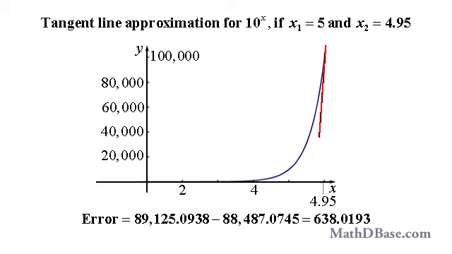The actual value of 10 to the x at x equals 4.95, with an interval of 0.05 from x equals 5, is 89,125.0938 to 4 decimal places. The approximate value is 88,487.0745 to 4 places, for an error of 638.0193. Given the values of the function near x equals 5, an error of that size is quite small.